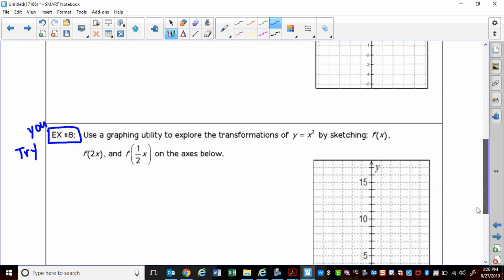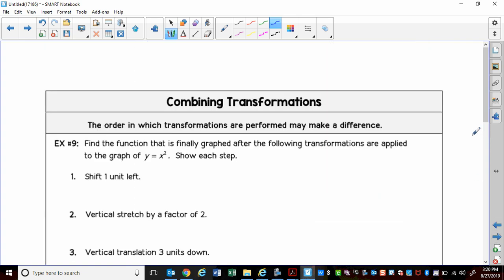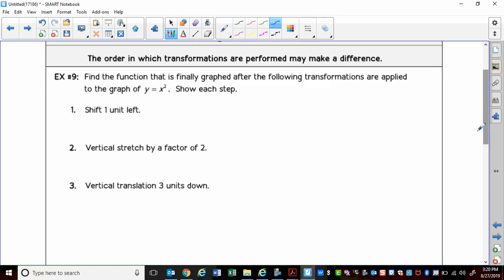I want you guys to try number 8 also. And then we're going to look at what happens when we combine transformations. So I'm going to have you guys try 10. I'm going to show you number 9. It says that our original is y equals x squared. I just showed you what it looks like.